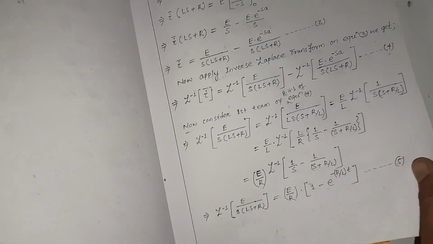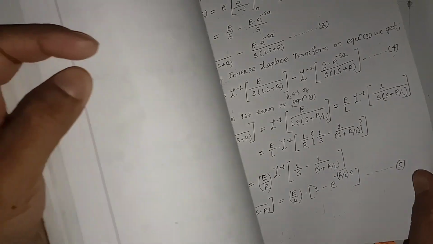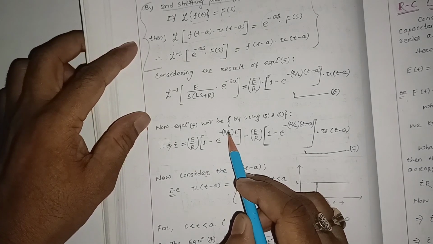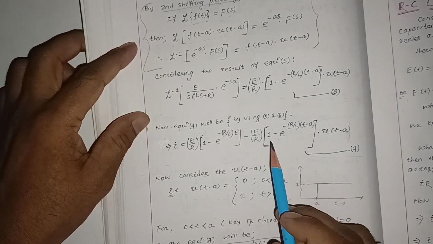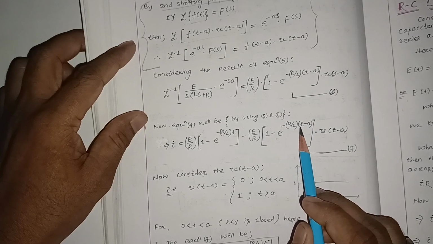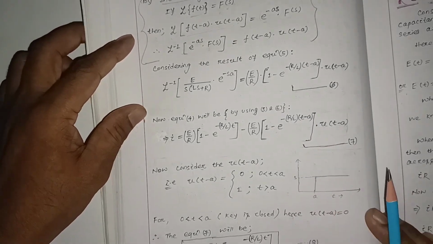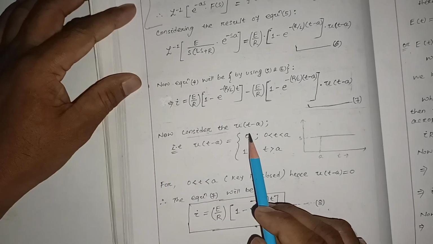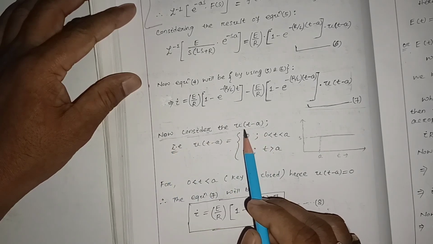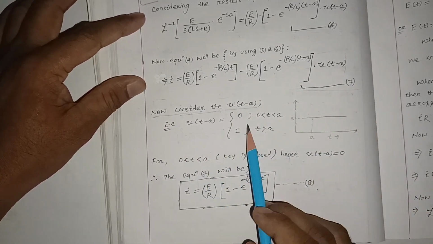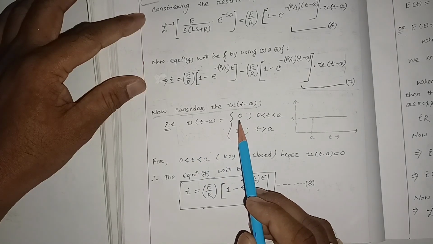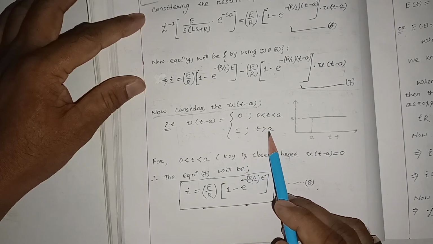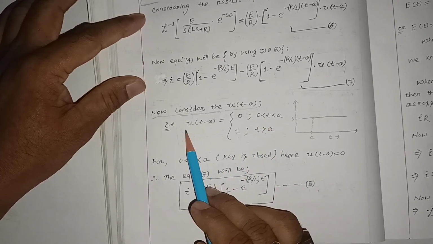Here I will be equal to just this one minus this one: E by R into 1 minus e to the minus R by L into t, minus E by R into 1 minus e to the minus R by L into t minus a, into u of t minus a. Now consider the u of t minus a. It will be equal to 0 in between 0 to a, and equal to 1 for t greater than a, that we know.